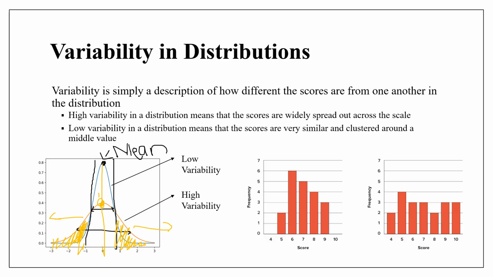So ideally, when we're looking at distributions, we want to have distributions that have low variability because that's going to make our measurements more accurate and better representative of the behavior of interest that we have.